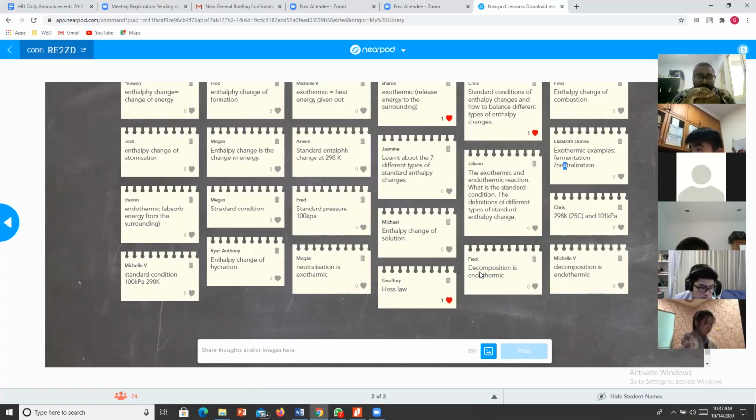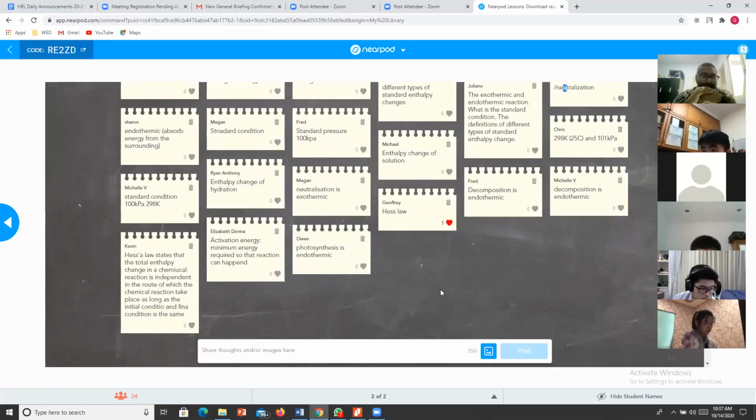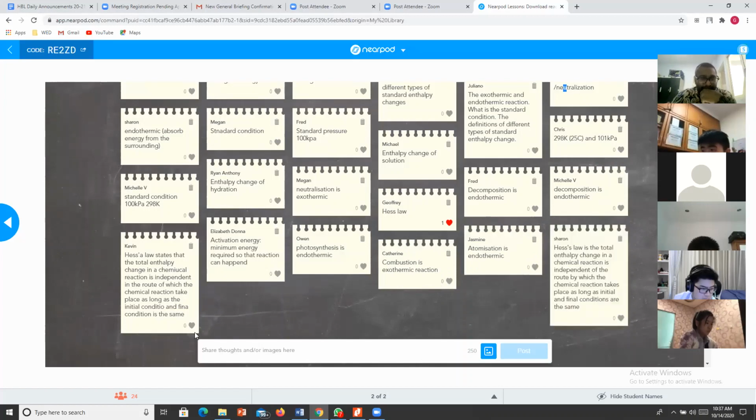Decomposition, endothermic. For endothermic, there are 4 types. Okay, can you recall the remaining 3? Okay, Hess's law. Okay, good. Kevin, Elizabeth, Donna mentioned activation energy, minimum energy required. Okay, Owen mentioned photosynthesis. Okay, so you have 2 endothermic.